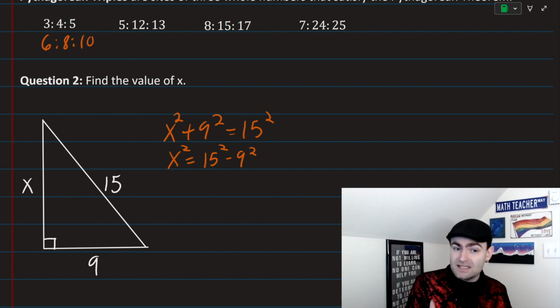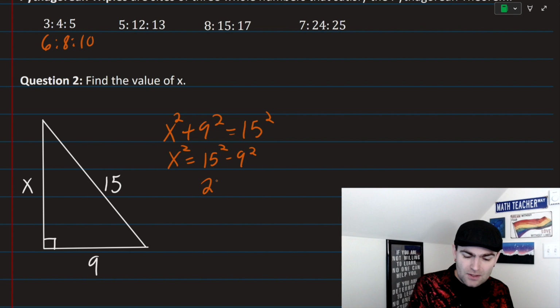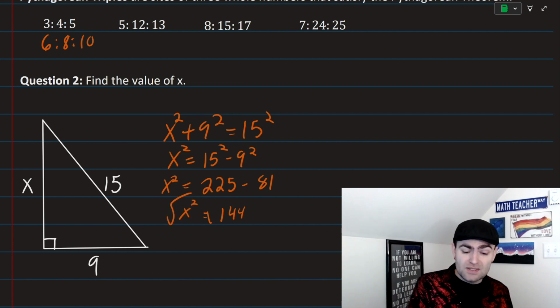15 squared, that's a big number. Some people might not have that memorized, but that is 225, and we're taking away 9 squared, which is 81, and that is equal to x squared. Well, what would that be? That would actually end up being 144. So x squared is 144. We take the square root of both sides. What times itself is 144? That would be 12.